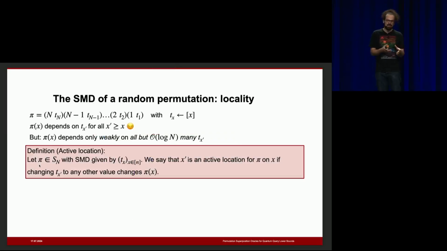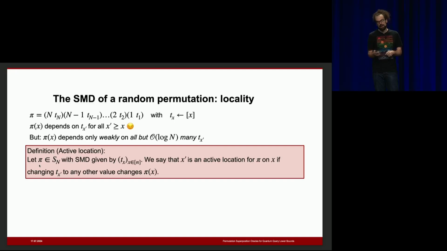This motivates the definition of active location. So we say that for a permutation pi in S_n with strictly monotone decomposition given by Tx, x prime is an active location for pi on x if changing Tx prime to any other value than its current one changes the value of pi of x.